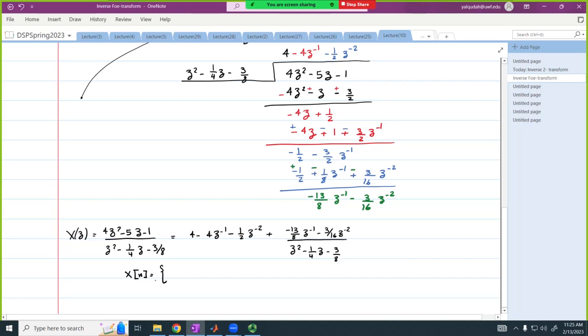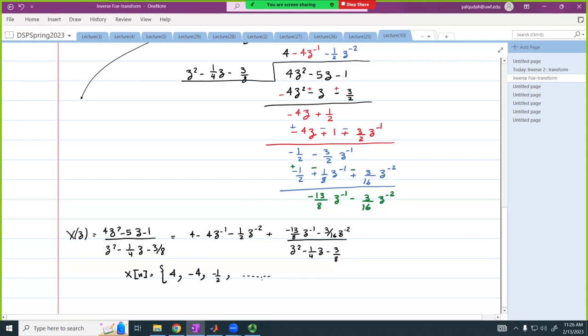I have 4z to 0. So what is x of n equal to when n is equal to 0? A 4. And then I have a negative 4z to negative 1. So when n is equal to 1, what is x of n going to equal to? Negative 4. And then I have negative 1/2, and so on and so forth.